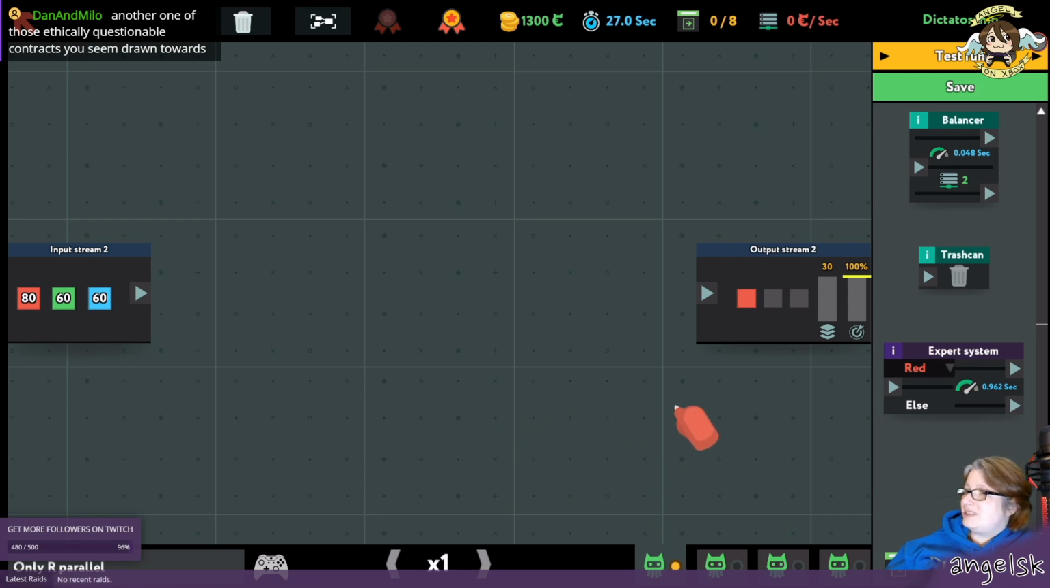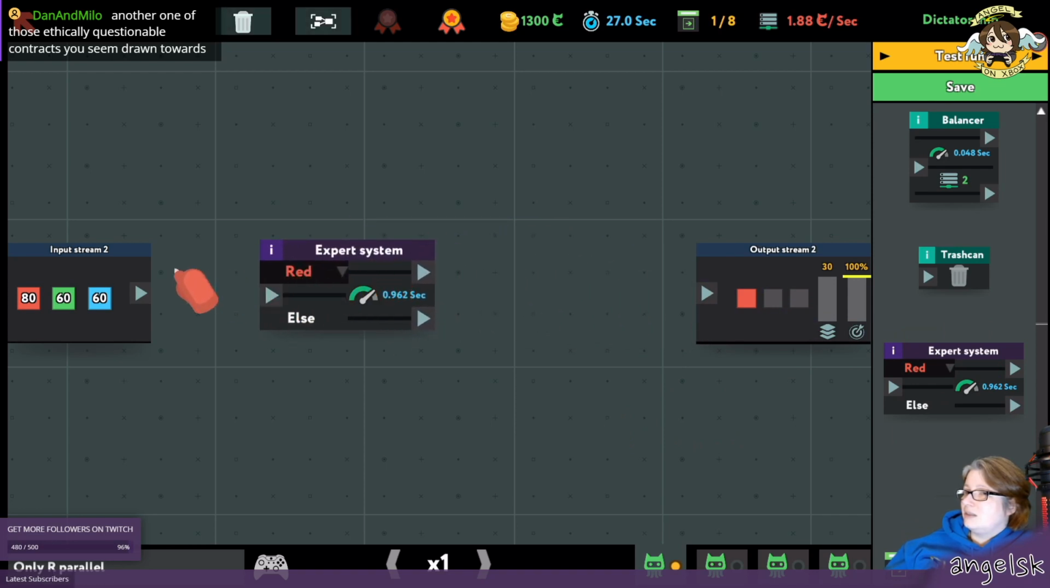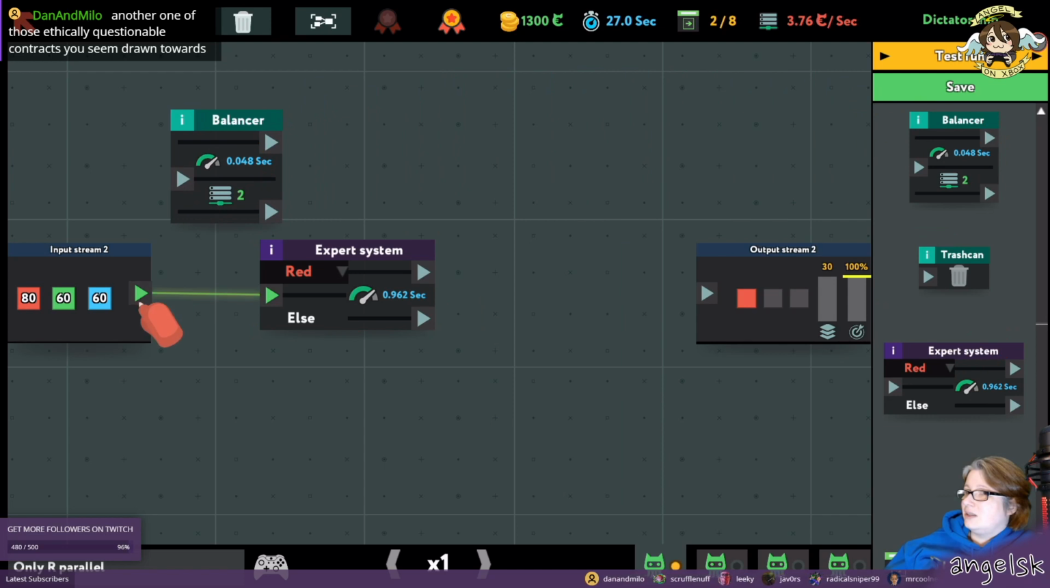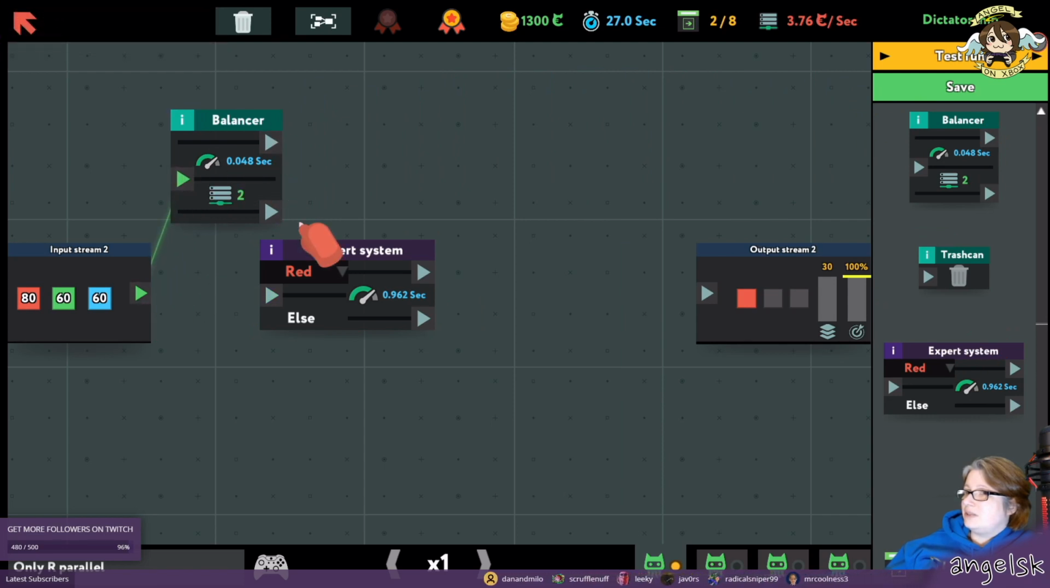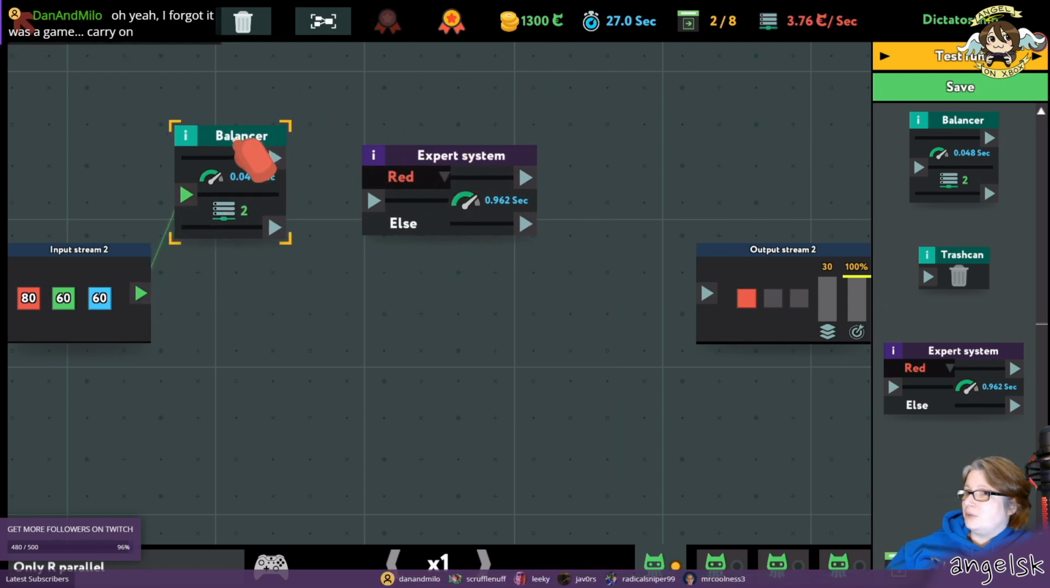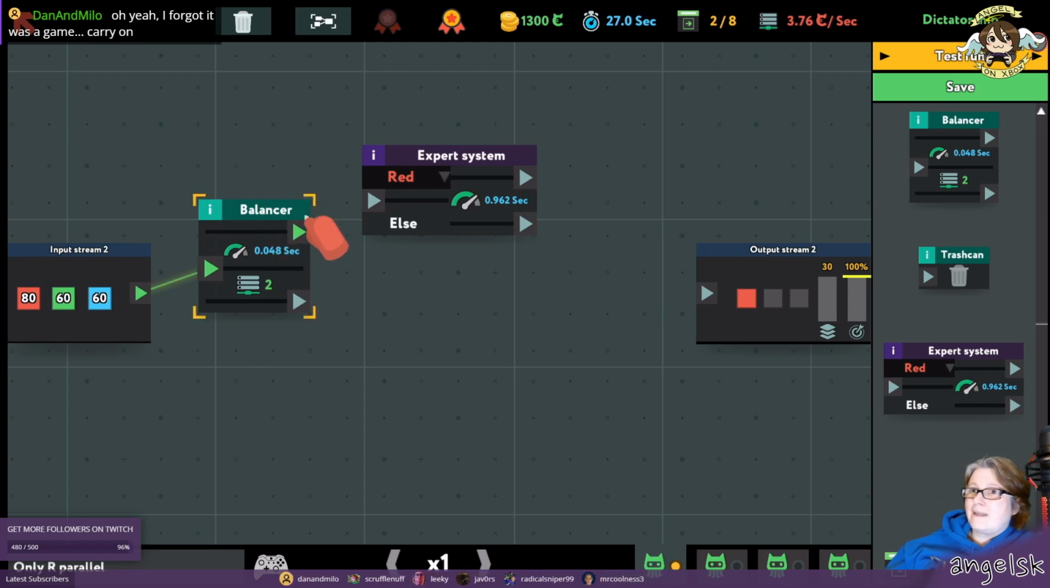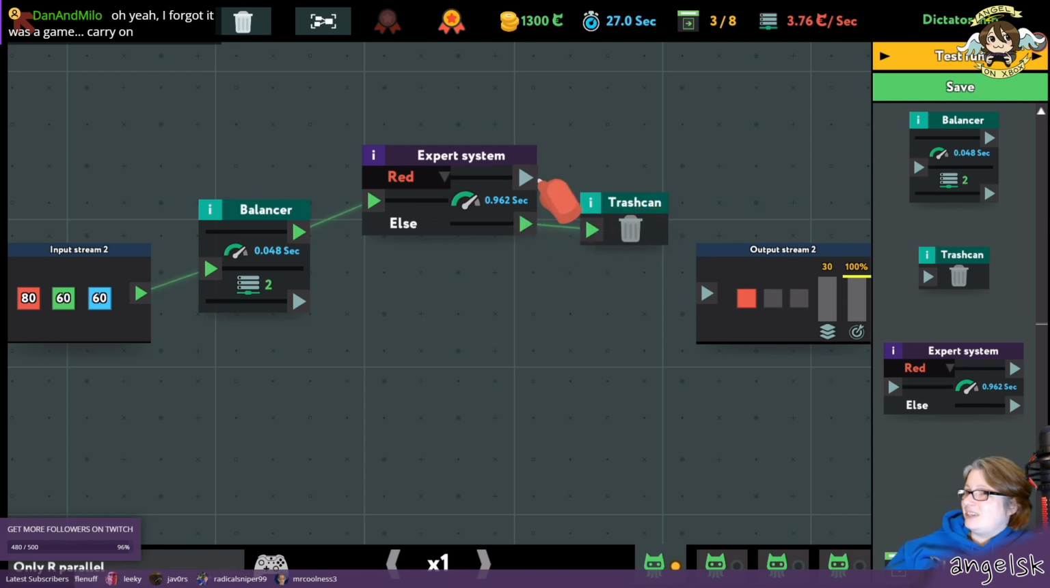Ethically questionable. Yeah, I know, but it's a game, so. Else? Nah, we need to balance this. The load servers are expensive. Load balancers, even. It's a game! It's fun! Trash. Red.